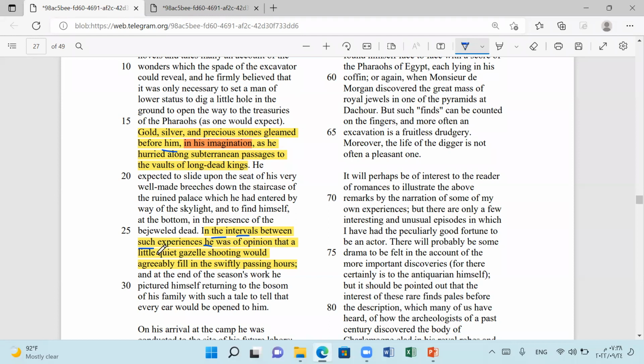He was of opinion that a little quiet gazelle shooting would agreeably fill in the swiftly passing hours. So you see, gazelle shooting is the main focus, the subject for the verb would agreeably fill in. But here, the main thing, okay, here I have gold, silver, and precious stones gleamed before him. Yes, I have some certain items, but I have many references to him in his imagination, him as he hurried along the subterranean passages to the vaults of long dead kings.